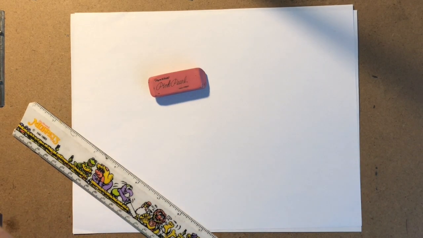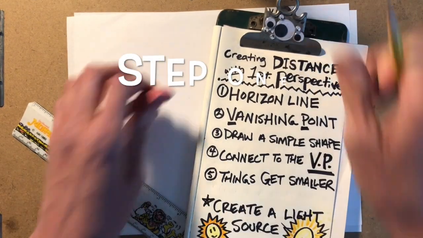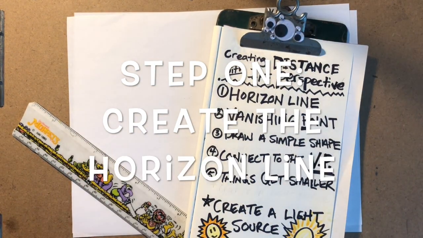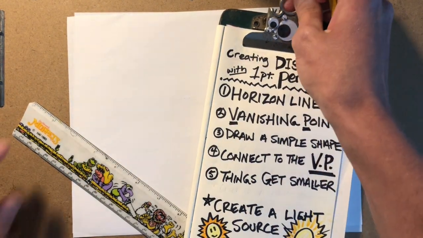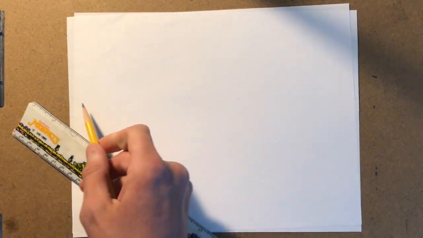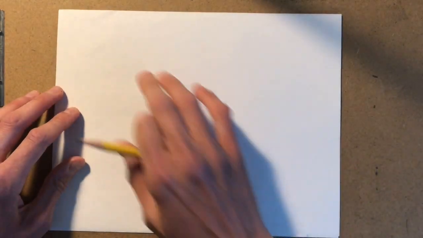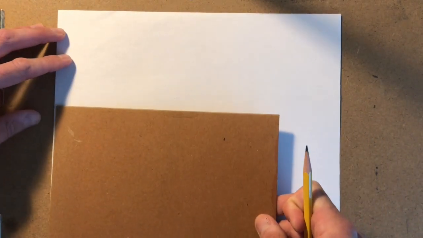So let's start with step 1. We want to create our horizon line. The horizon line is the line that goes across maybe the middle of your picture, or up high or down low, it's up to you. But for this activity, we'll put our horizon line through the middle, and I'll demonstrate using both a straight edge and a ruler at different times.